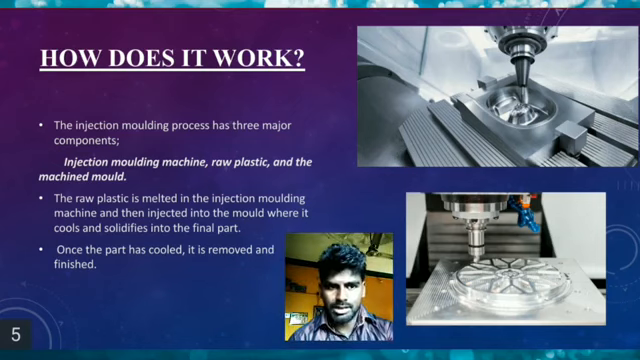How does it work? It contains three major components: an injection molding machine, raw plastic, and a machine mold. The raw plastic is melted in the injection molding machine and then injected into the mold, where it cools and solidifies into the final part. Once the part has cooled and solidified, the process is finalized.